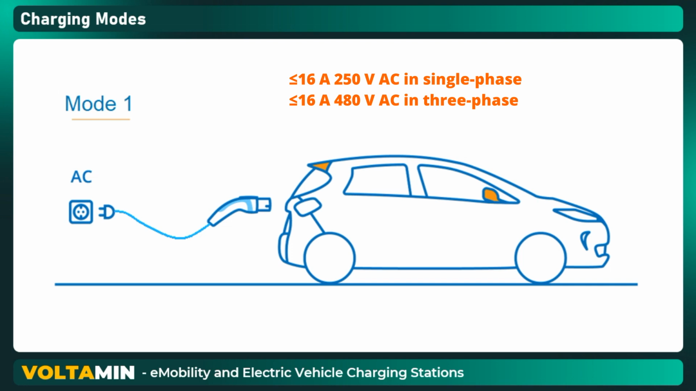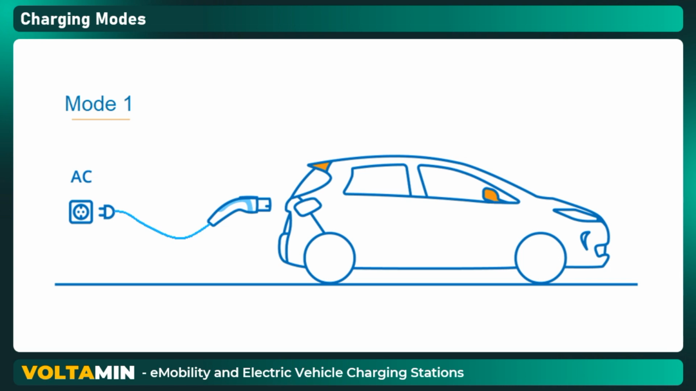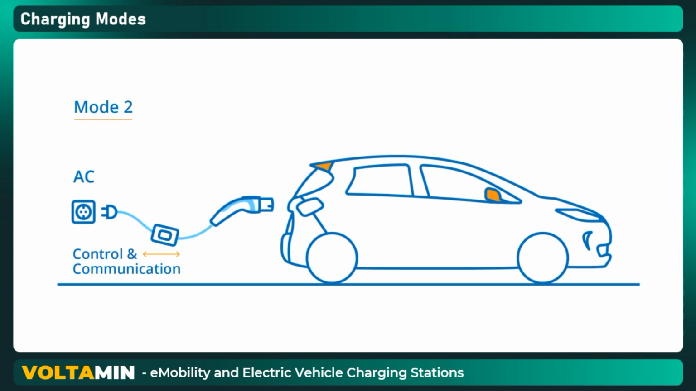EV supply equipment intended for Mode 1 charging shall provide a protective earthing conductor from the standard plug to the vehicle connector. Charging Mode 2. Unlike Charging Mode 1, Charging Mode 2 has means of communicating with the vehicle and provides protection against electric shocks. This ensures more safety for yourself, your home and your electric car.